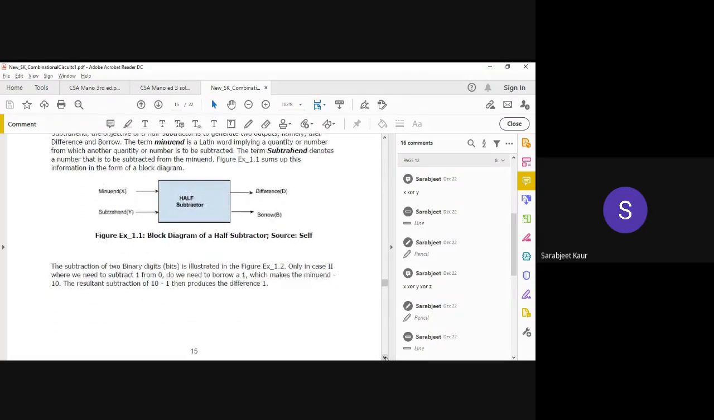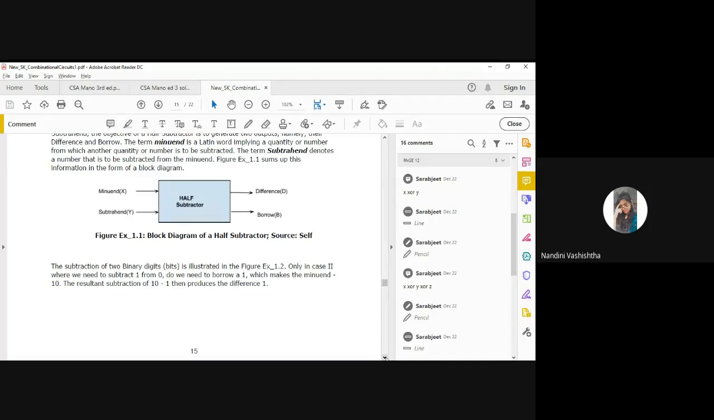So this marks the first step of our design process. That is, we have laid down the block diagram. Yes, Nandini. Only in the case where we need to subtract 1 from 0 do we need to borrow a 1, which makes the minuend 10.